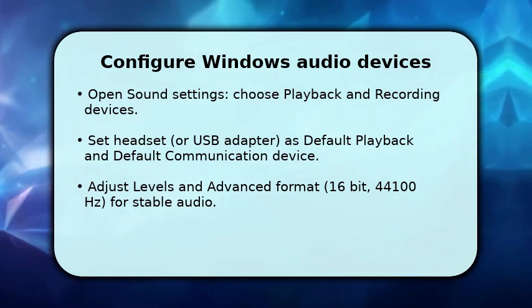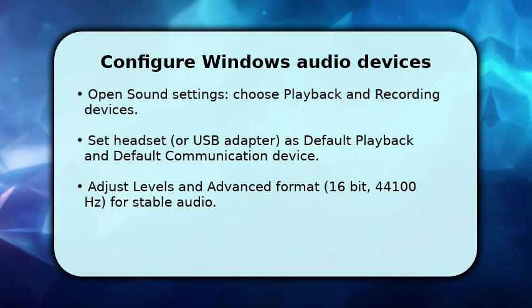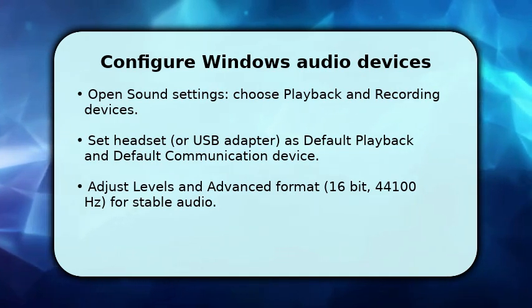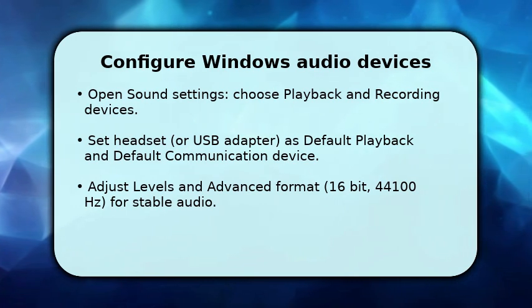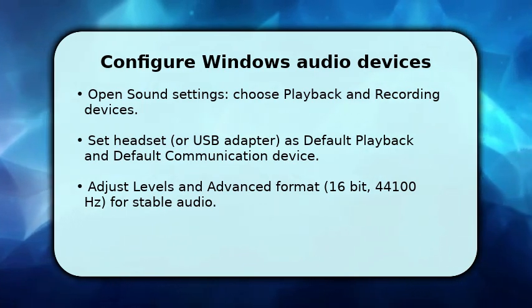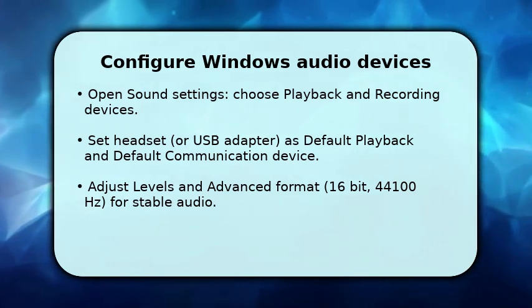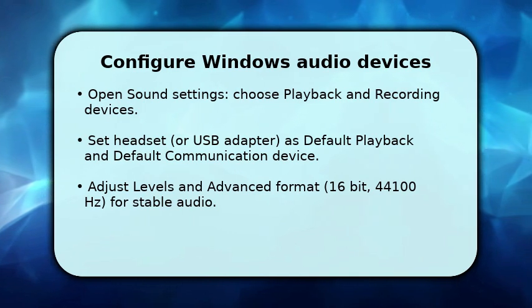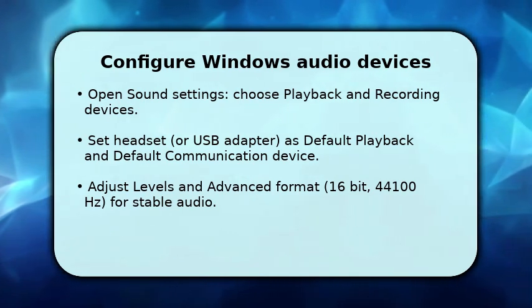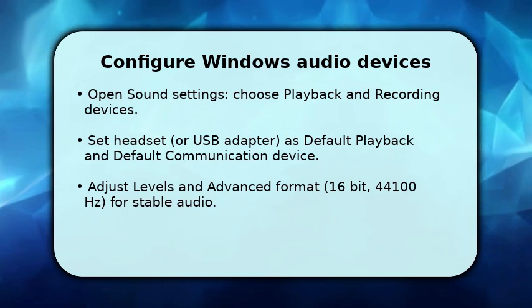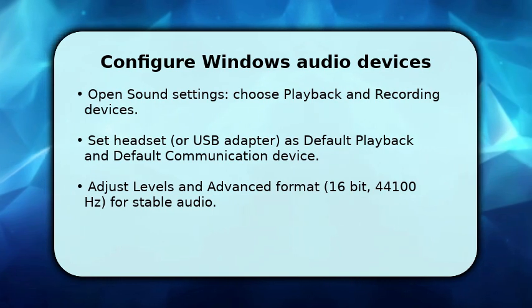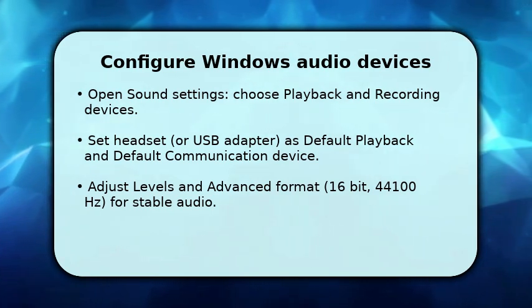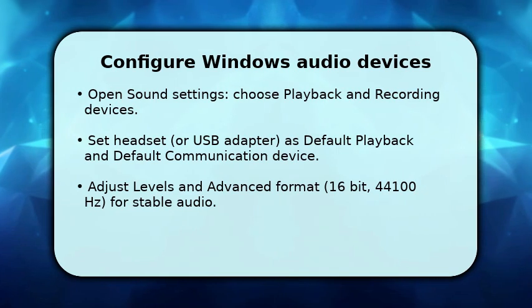Set that device as both default playback and default communication so game and chat audio route correctly. Next, open Properties, go to Levels and increase microphone gain moderately. Then check Advanced and pick 16-bit, 44100 Hz for compatibility. Make sure Exclusive Mode is unchecked. These steps ensure consistent input/output and prevent sample rate conflicts that cause crackling or muted audio.